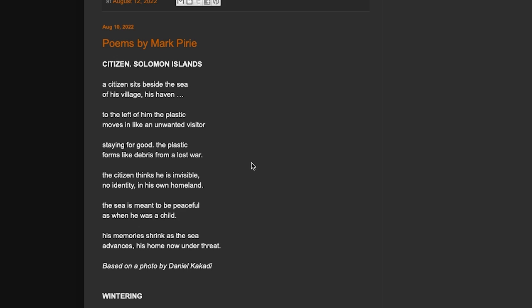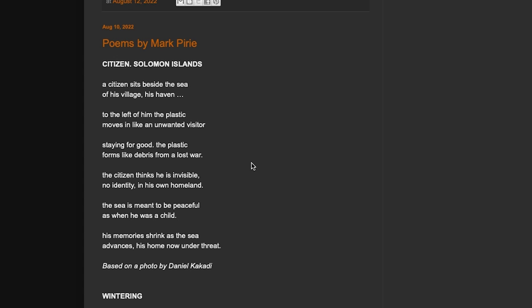The sea is meant to be peaceful as when he was a child. Right? The sea has all of this stuff that he's grown up with, and he imagines that still to be there. I wish that we had the image here with us. I think that would help. I like it when ekphrastic pieces have the images along with them. His memories shrink as the sea advances. His home is now under threat.